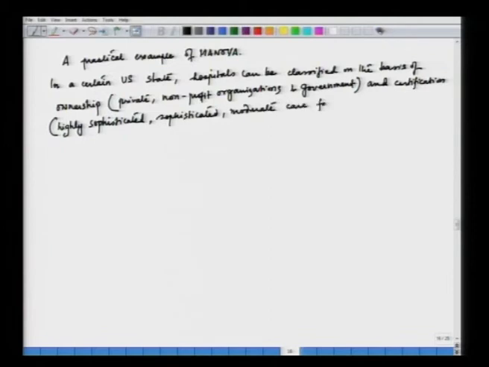Right. So, there are essentially two factors on which data have been collected about the different hospitals in a particular US state. The first factor is the ownership factor. There are three groups under this factor. One is the private ownership, the second non-profit organizations, and the third is government ownership. And then we have a second factor also, that is the certification that these hospitals have received, and they have been certified as highly sophisticated, and moderate, giving moderate care facilities.